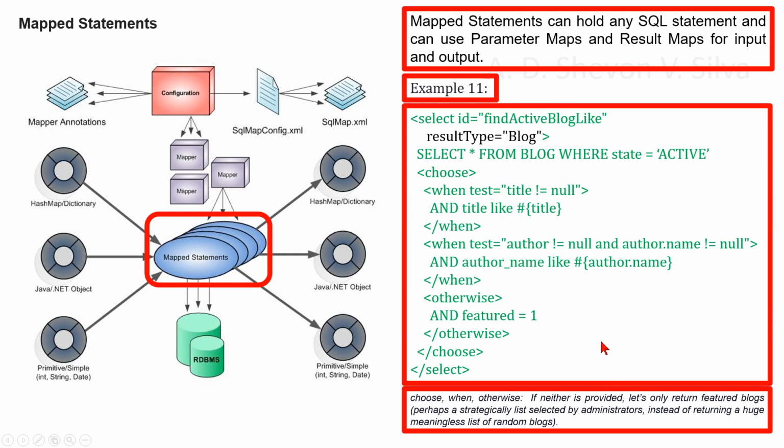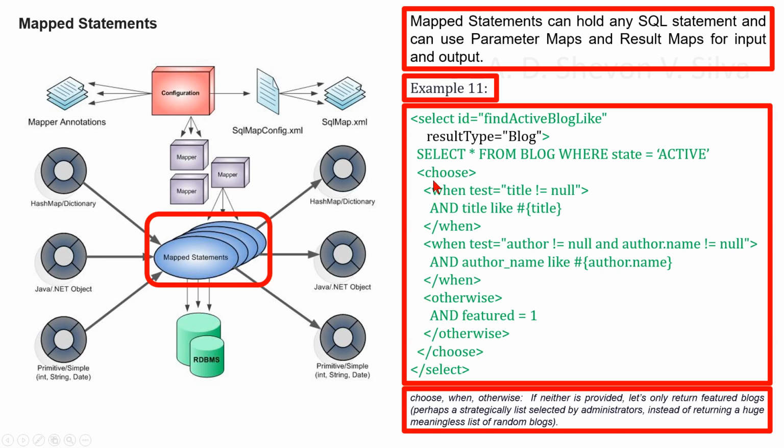Now we are considering choose, when, otherwise. Sometimes we don't want all the conditions to apply. Instead, we want to choose only one case among many options. Similar to the switch statement in Java, MyBatis offers a choose element.